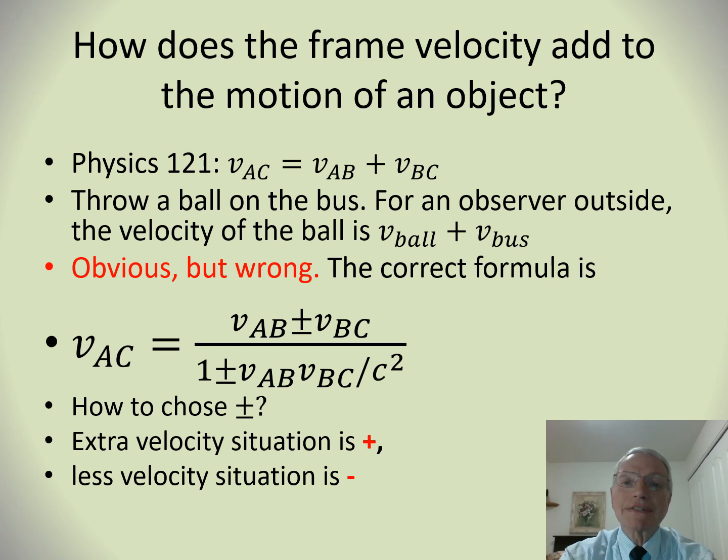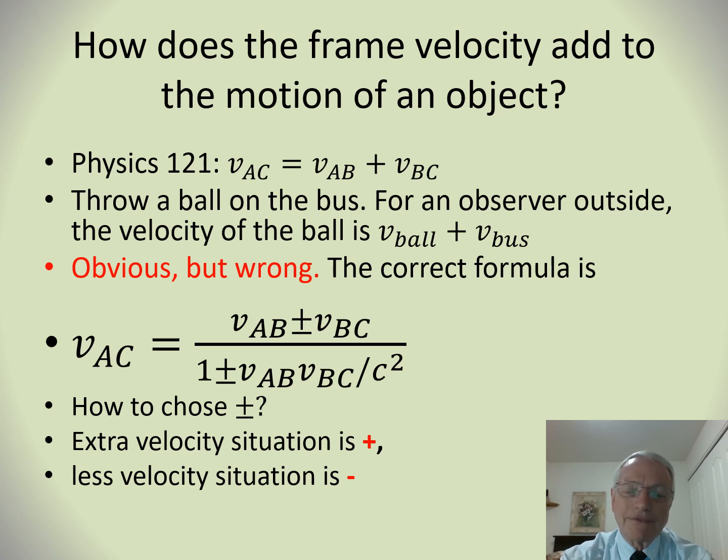This is something else that seemed obvious to Galileo and Newton. Suppose you're on a bus, and the bus is moving at 20 miles an hour down the street, and you wind up at the back of the bus, and you throw a ball at 30 miles an hour down the length of the bus. For an observer outside, they see the ball moving at 50 miles an hour, 20 miles an hour worth of bus velocity, and 30 miles an hour of you throwing the ball relative to the bus. This just seems obvious. It's wrong.